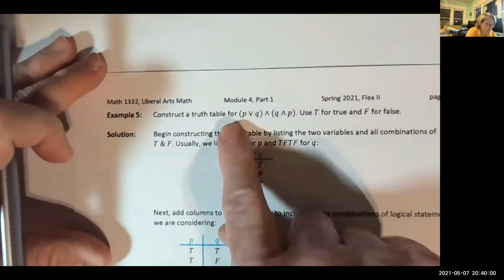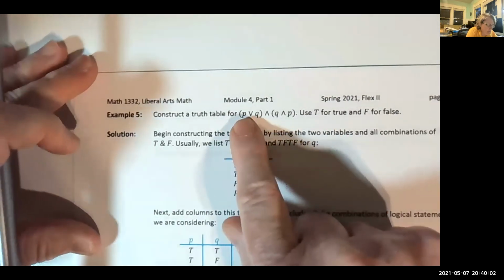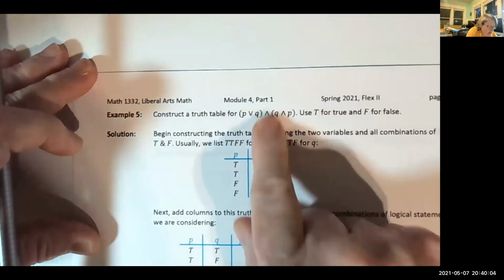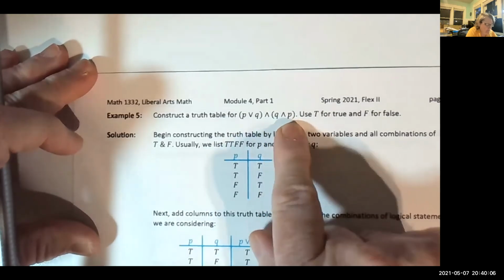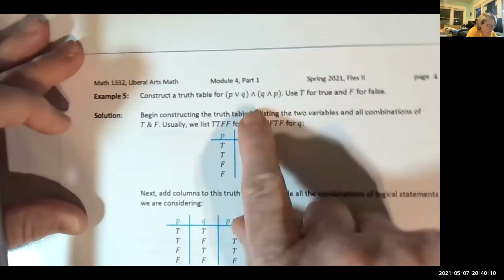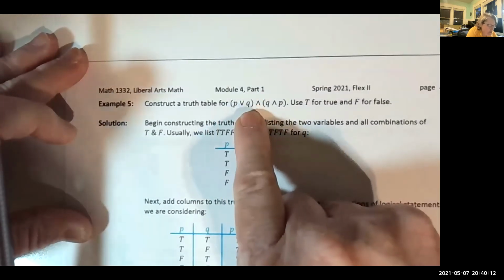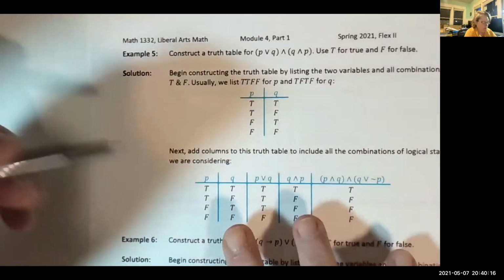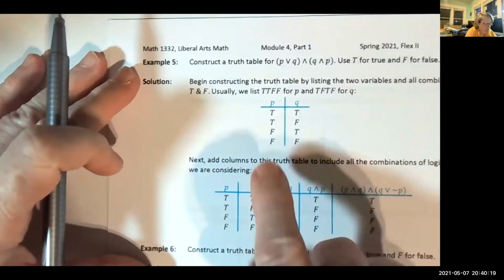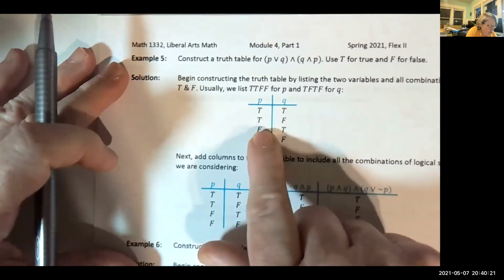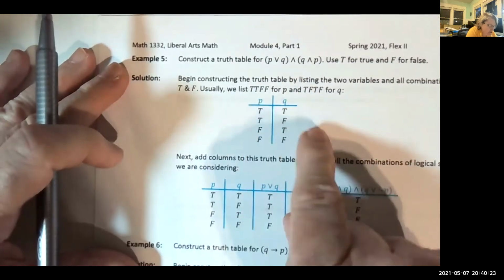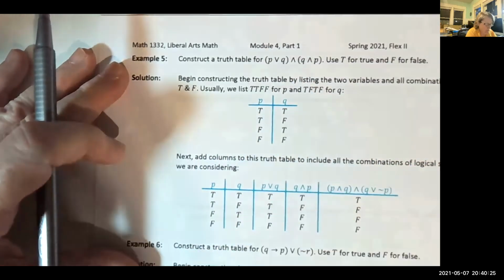Well, here's an even more enjoyable problem. P or Q and Q or P. Yes, I guess so. So we always begin, if we only have two variables, with true, true, false, false for the P and true, false for the Q. That gives me my first two columns.